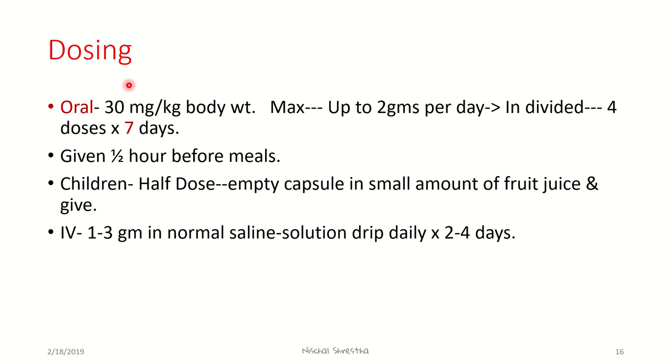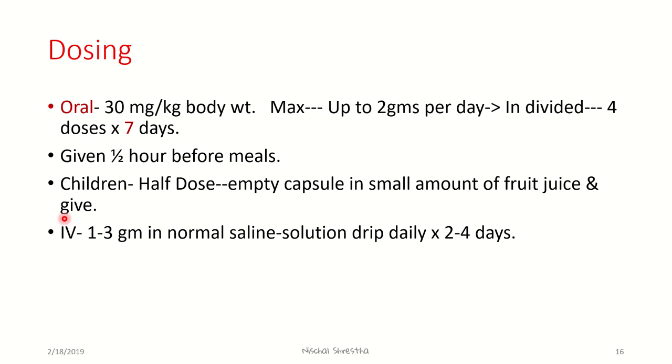It's easier for me because I remember the dose of azithromycin. The dose of azithromycin is 25 mg per kg up to 2 grams per day in 4 divided doses for 5 days. But here just remember penicillin as an antibiotic. So the dose of penicillamine is for up to 7 days duration, and the dose is 30 mg per kg body weight up to 2 gram in 4 divided doses, and it has to be given half an hour before meals. In the case of children, the dose is just made half. Just empty the capsule, take the half dose, put it in fruit juice and give it to the children, otherwise the children won't take it.